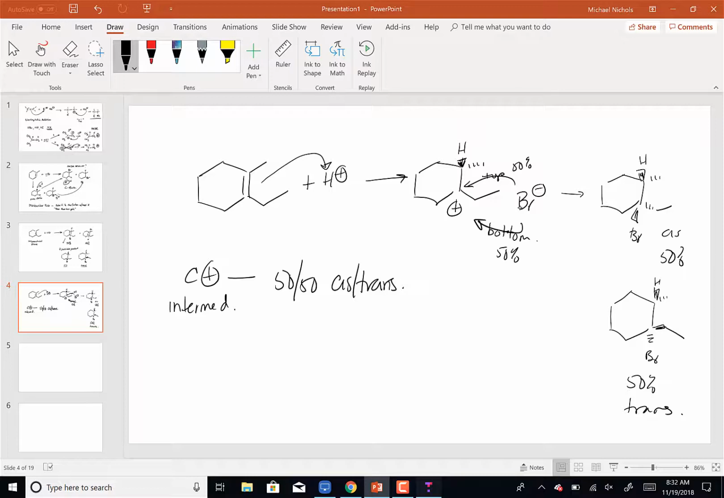So in this case, the reaction goes 50-50. So HX addition, what am I adding? H and X. How? Markovnikov. How? 50% cis, 50% trans. Okay. So there's our first three reactions.